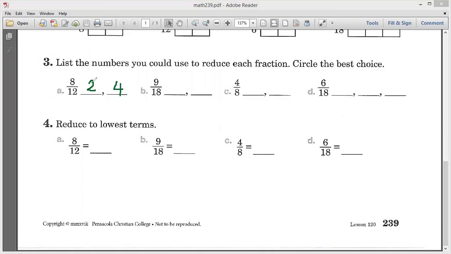So between the 2 and 4, the greatest common factor is 4. So that is what we are going to circle. Okay, now let's work on 9 and 18. Let me take you back to the board.